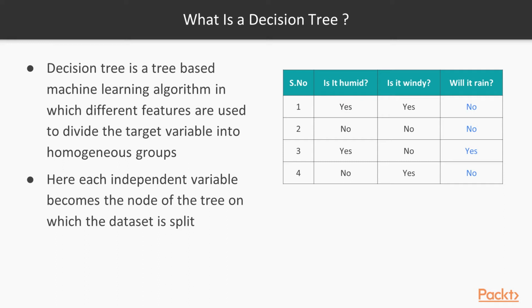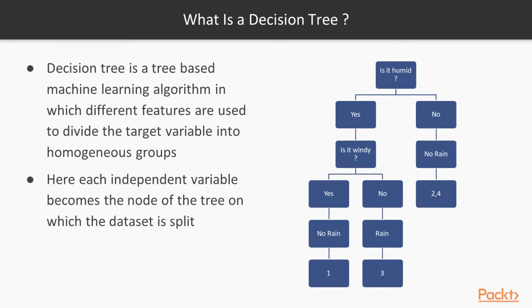Consider a place which has a temperate climate. In this place, whenever it is humid and it is not windy, it rains. So let's represent this in a decision tree. We see first whether it's humid or not. If it is not humid, we straight away know that there is no rain. So we get our first homogeneous group in which all the data is of no rain. Now consider when it is humid, we need to check whether it's windy or not. If it is not windy, it rains, otherwise it does not rain.